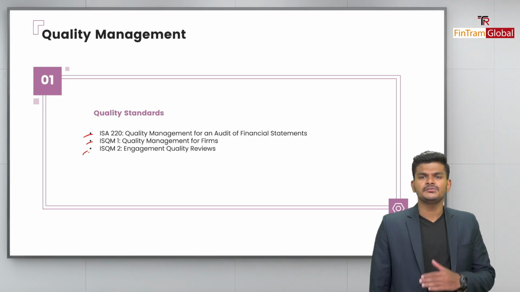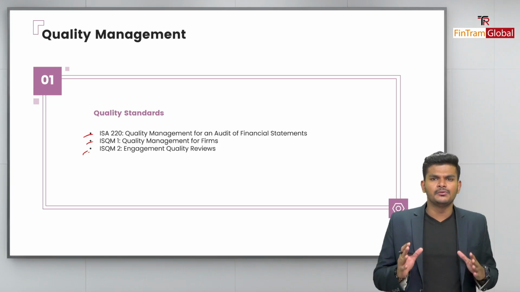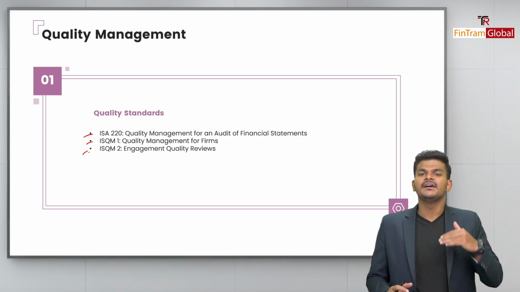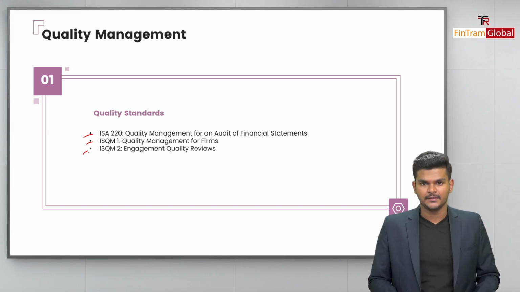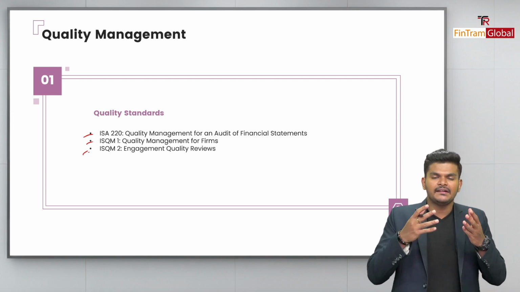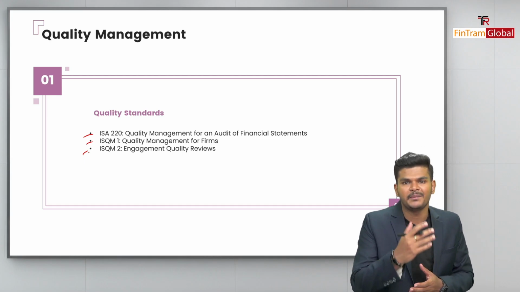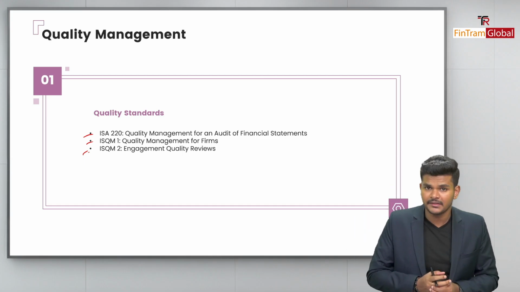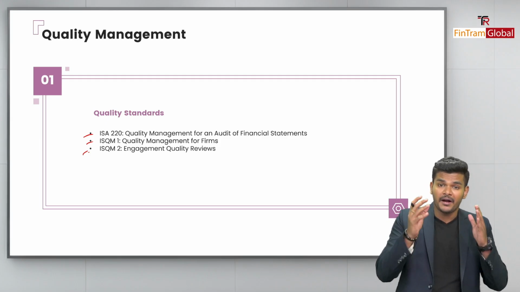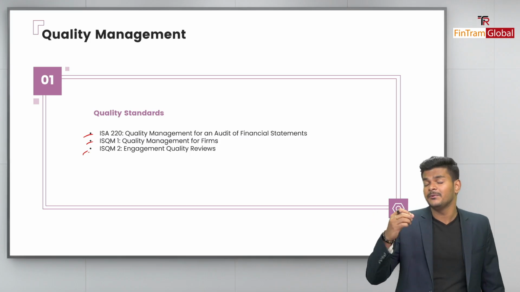So guys, when it comes to engagement quality review, the idea is simple. The audit team, who does the audit team consist of? There would be audit staff, audit senior, audit manager, and then ultimately the audit partner as well, right? So with this particular team, the staff's work is reviewed by the senior, the senior's work is reviewed by the manager, the manager's work is reviewed by the audit partner as well, right? But how can we be sure that even the work that the partner is conducting is appropriate? That is when we conduct an EQR.